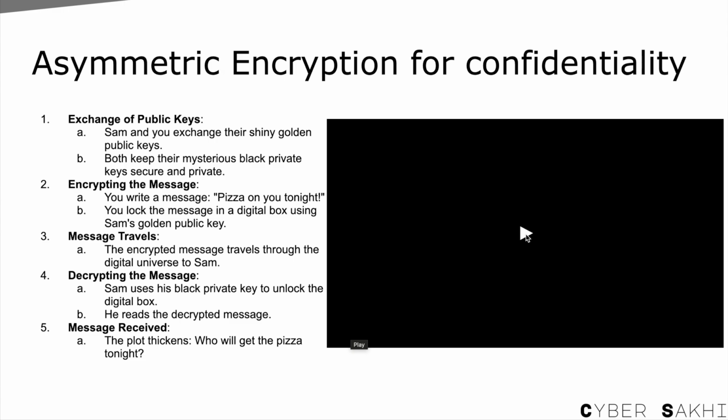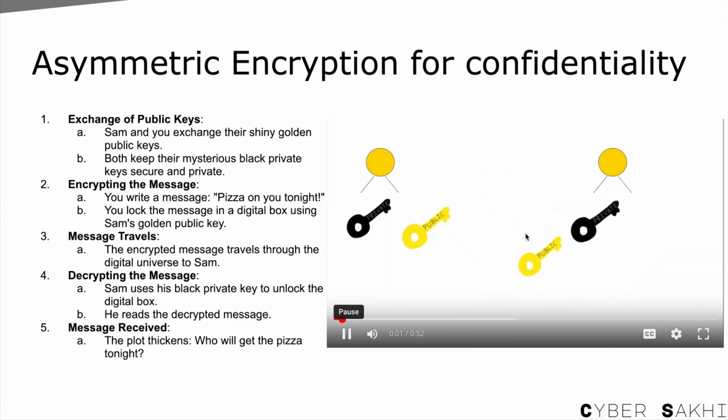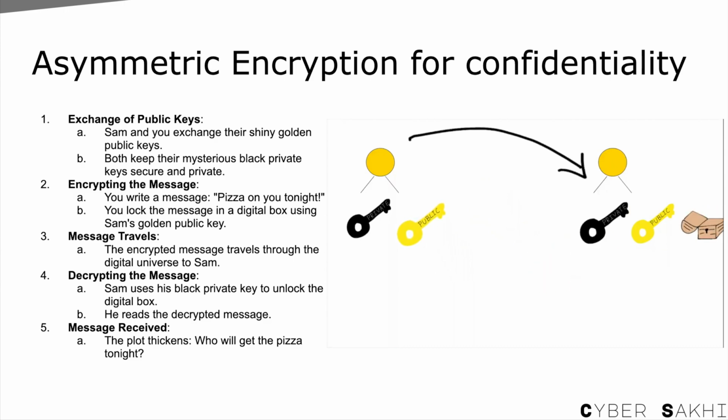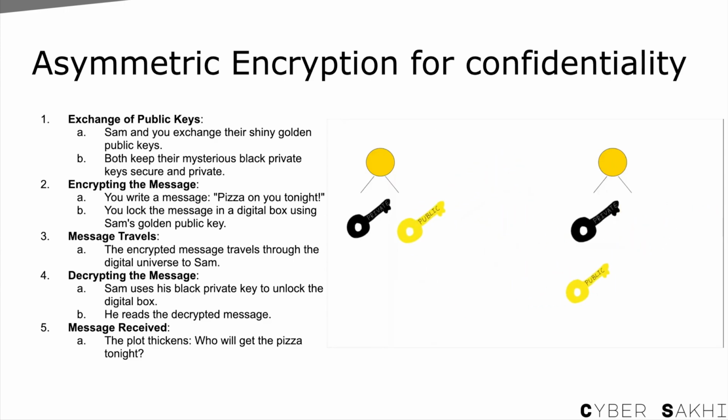Now let us see how Sam and I chat privately using asymmetric encryption. First up, we have our shiny golden public keys. Sam and I swap these keys, but here's a crucial part. We never share our mysterious black private keys. These stay hidden, ensuring our secrets remain safe.